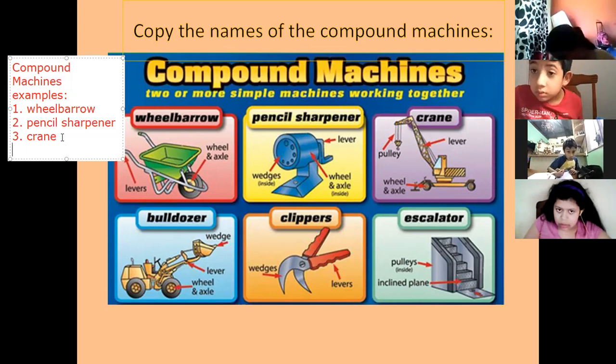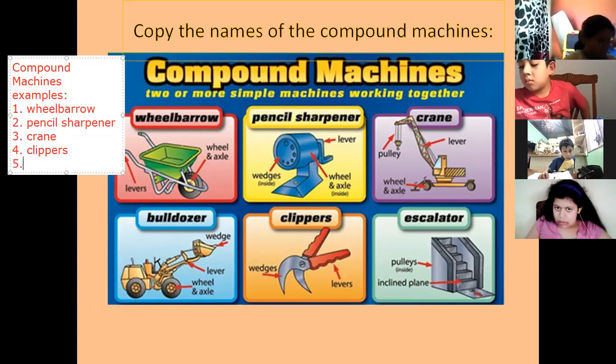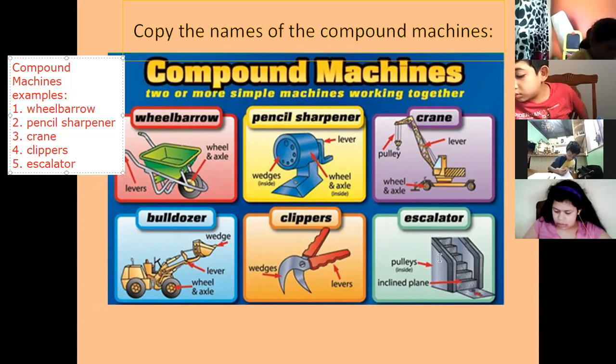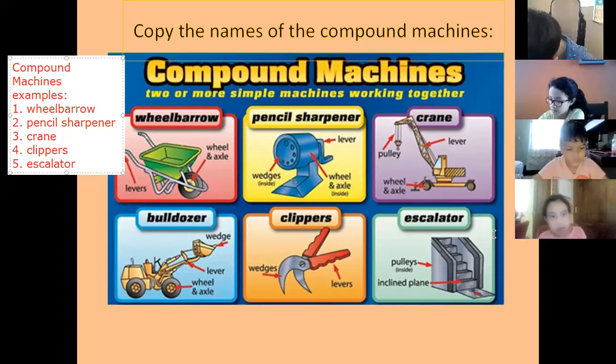That's why it says that a compound machine is made of two or more simple machines. Clippers have wedges and levers. An escalator has a pulley inside the system and also an inclined plane. Copy all the names. I already said to copy the names, not drawings, because it is going to take a lot of time. That's what it says: copy only the names. Only the names.